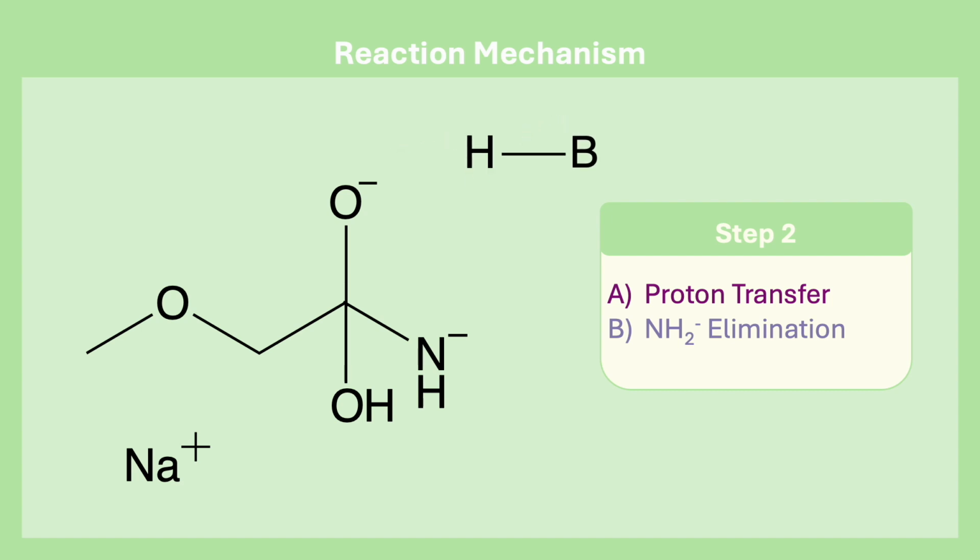After this step, you would end up with an alcohol and an amine within one molecule. This, however, is not likely to happen as the reformation of the carbonyl pi bond by amino group elimination forms a more stable molecule than this one.